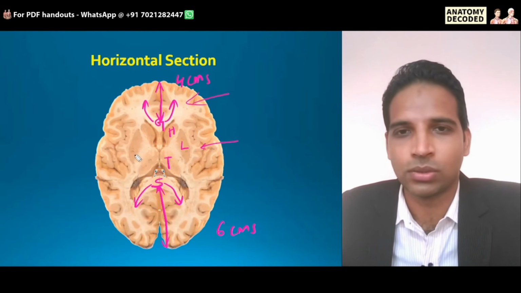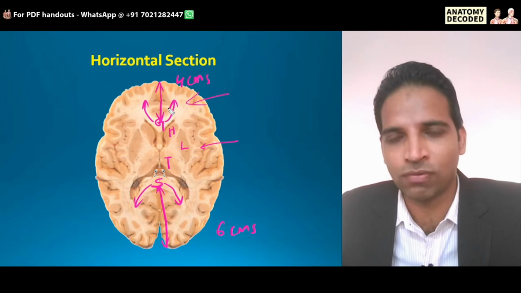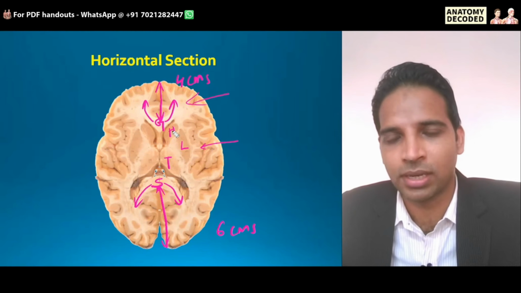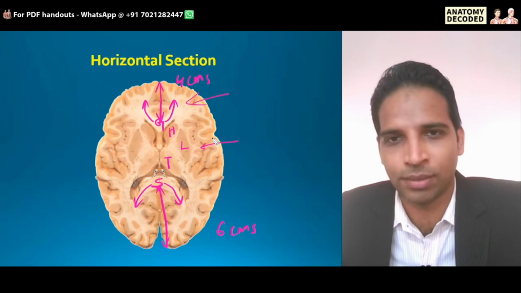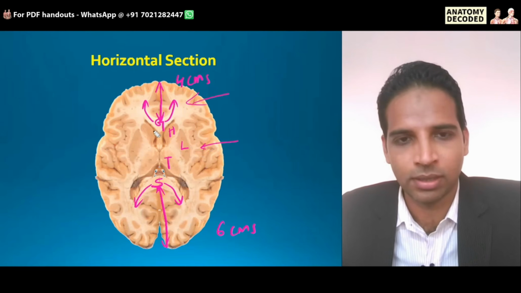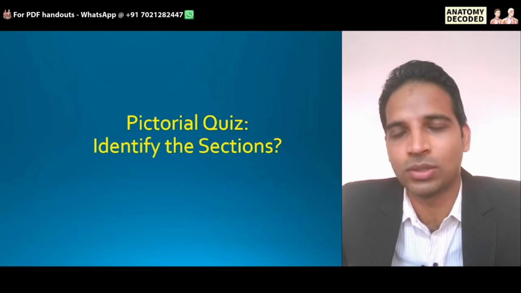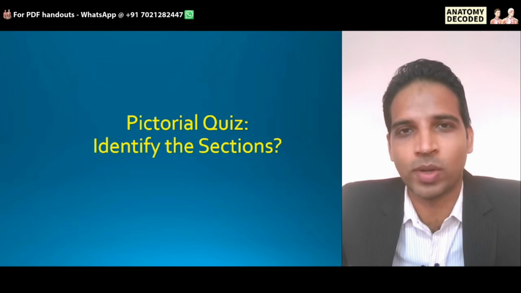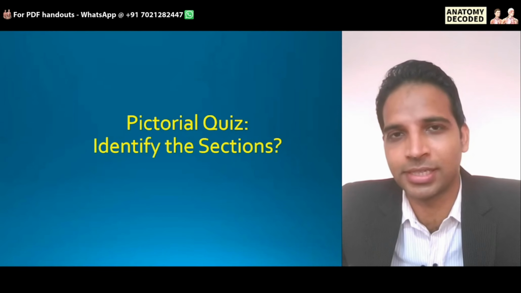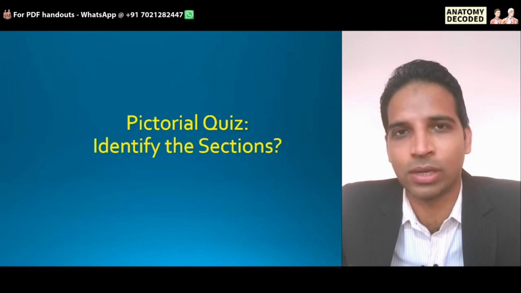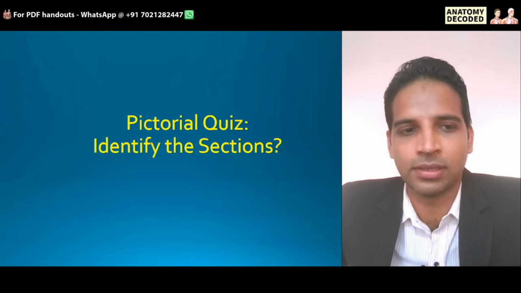Okay, so in the horizontal section, identification of forceps minor, major, head of caudate nucleus, thalamus, internal capsule, lentiform nucleus, and small structures lateral to it. All these things are important. Okay, now a small pictorial quiz for you all. So an image would be posted, and try to identify that image. Like, it's a section passing through which part of the brain? Is it a coronal section, horizontal section? Okay, so let's begin.